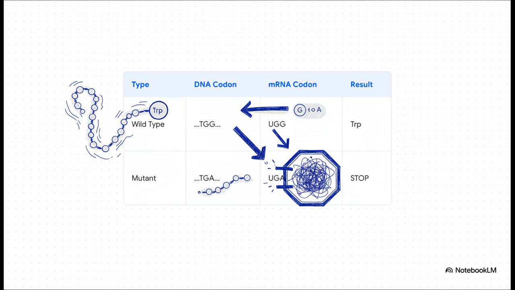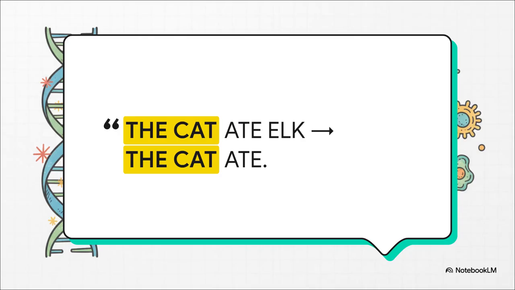mRNA codon UGA. And UGA doesn't call for an amino acid. It's a universal signal that just tells the ribosome, "Stop, we're done here." The ribosome just halts, releases the unfinished protein, and you're left with a short, chopped-off, or truncated polypeptide that is almost always completely useless. And the analogy here just drives the point home.